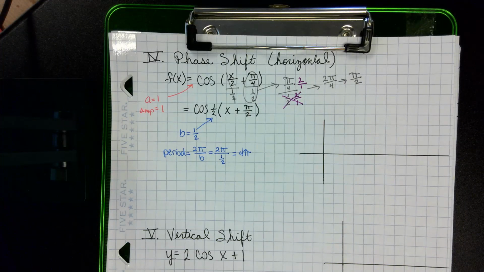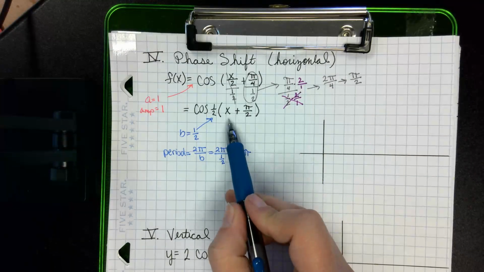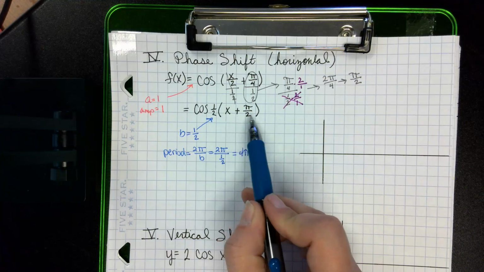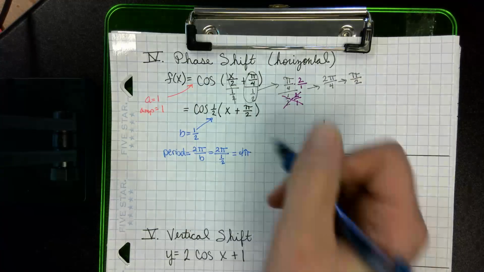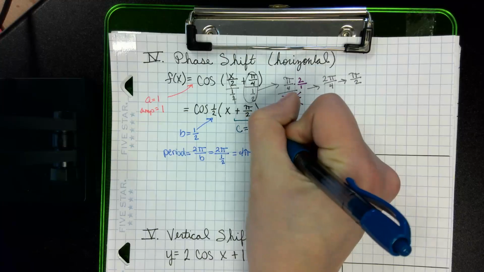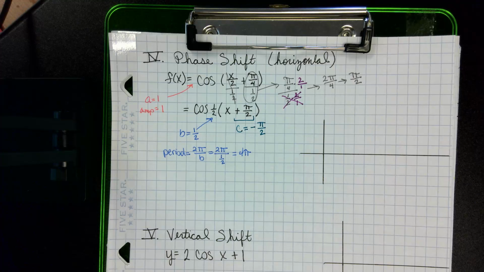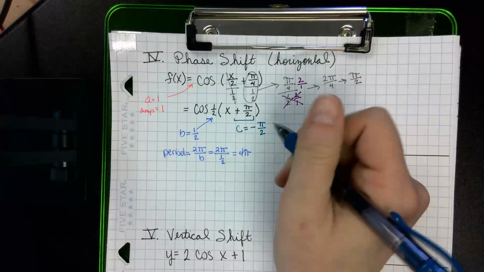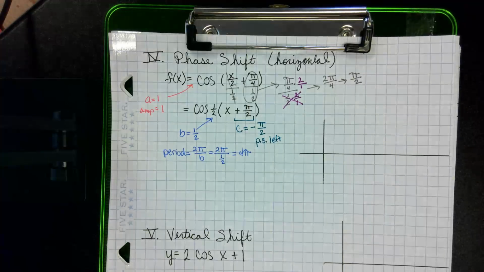And this one also has another transformation. Right here, now remember that in the standard form it's x minus c. This is plus. So that means this is x minus negative pi over 2. So the c value is negative pi over 2, which tells me I have a phase shift to the left. I'm going to abbreviate phase shift with PS because I already have it up here. So this is a PS left by pi over 2 units.